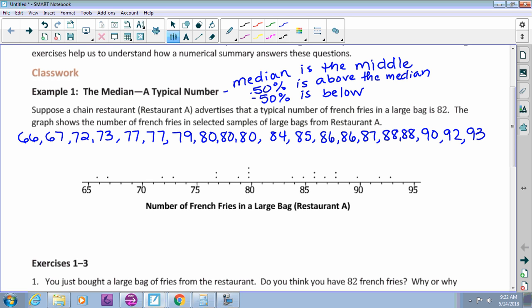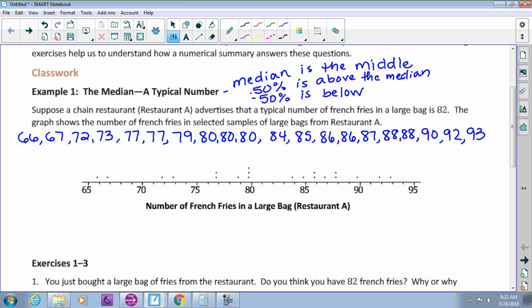So, does anyone have an idea of how this would go? Where would halfway be? Nope, you don't count. Did you count the dots? Yeah. Well, we transferred those dots to this list, okay? So now we're going to work from the list.